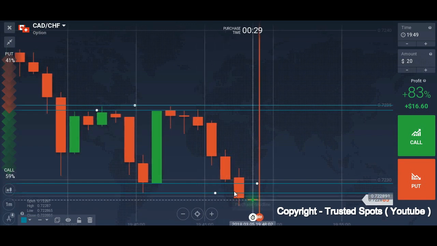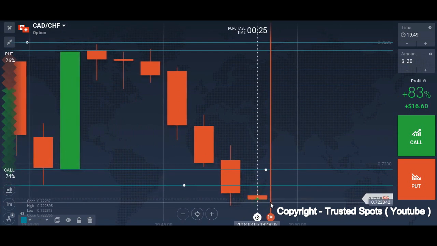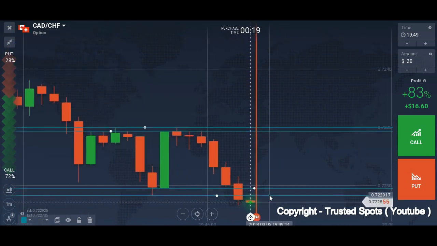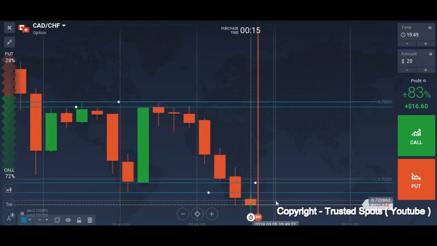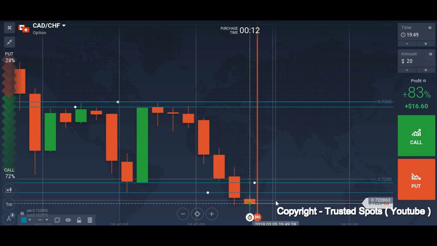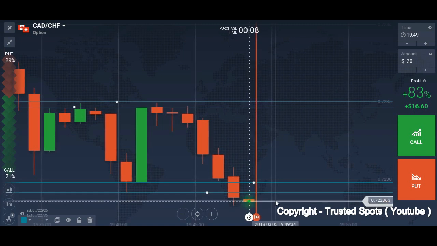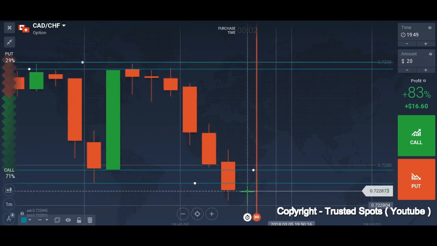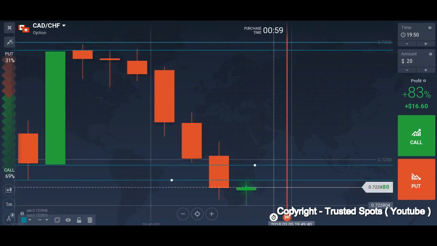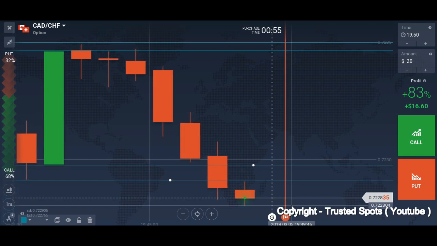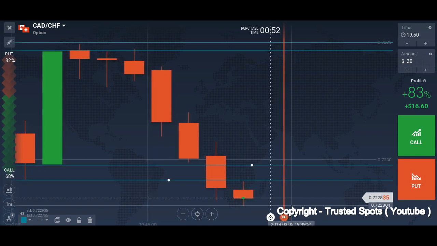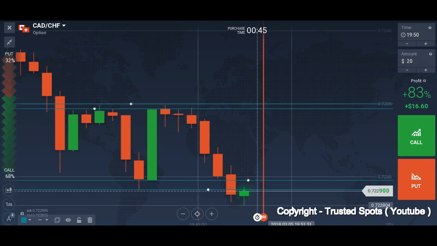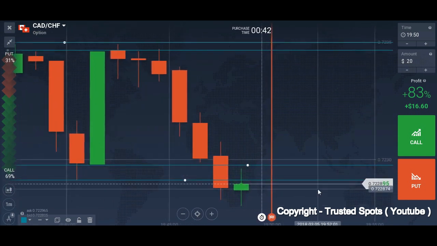So you can see this is a breakout. So we can place a trade in the direction of trend, which is the downtrend. Now we will wait for the market to go up. Let's wait. Okay. It's going up, reversed.